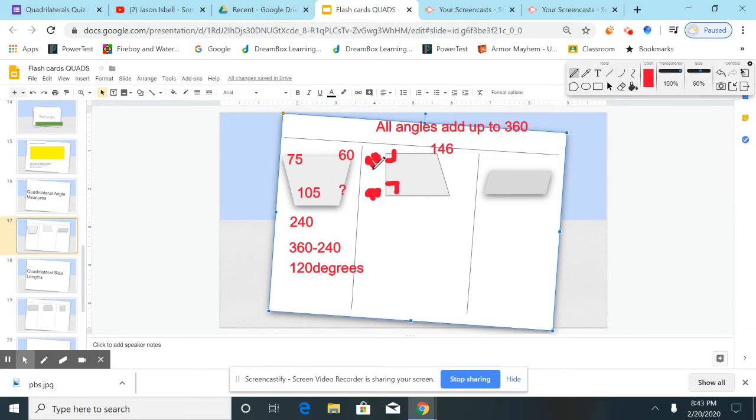Then you add up 90 plus 90 plus 146. And when you do that, you should wind up with 326. And then you're going to do it the same way we did the trapezoid over here. 360 minus 326 is your final answer for how many degrees this angle down here is. This angle down here then is 34 degrees, because 360 minus 326 is 34 degrees. It's how you find the missing angle of a quadrilateral. Use what you know, use your properties.